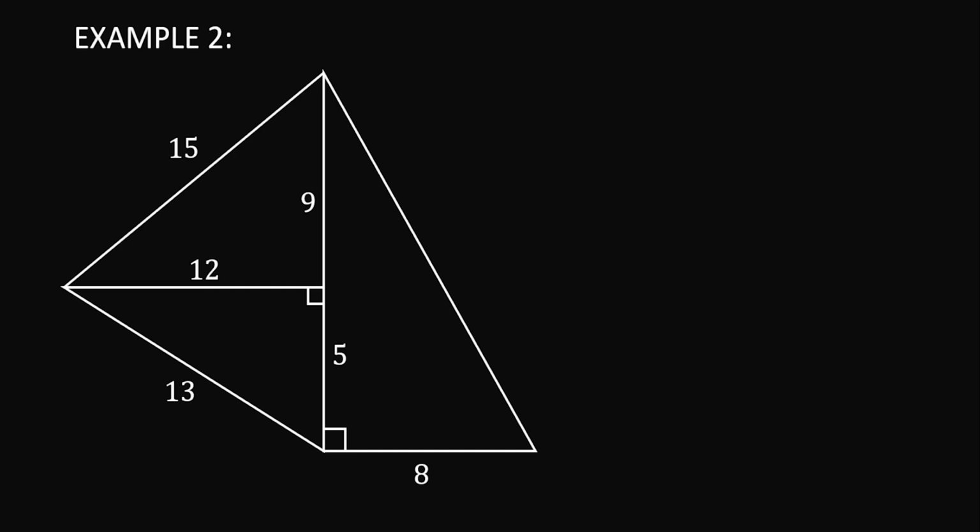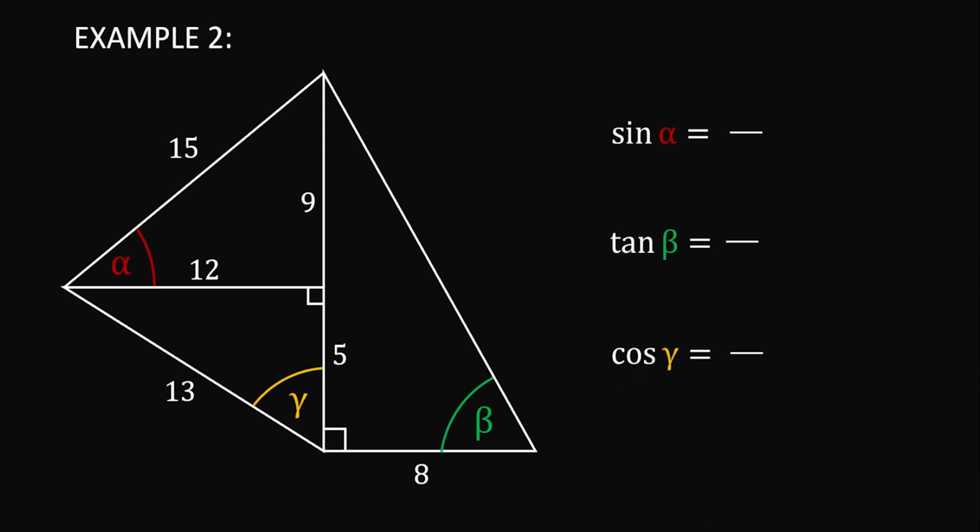You can see that in this strange figure we have 3 different right triangles. Now let's try to find the specific trigonometry functions this time. For example, sine of alpha, tangent of beta, and cosine of gamma. Let's first try to find the sine of alpha. For this we will need to take a look at this red right triangle with the sides of 15, 9 and 12. Now we can easily spot the hypotenuse of this triangle.